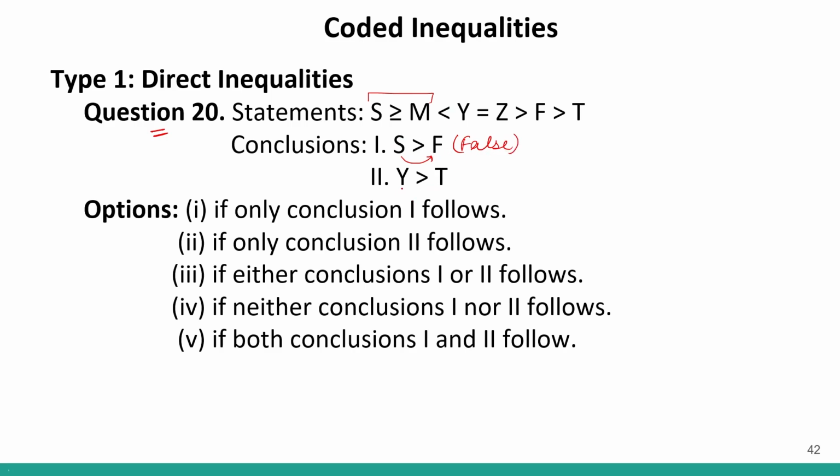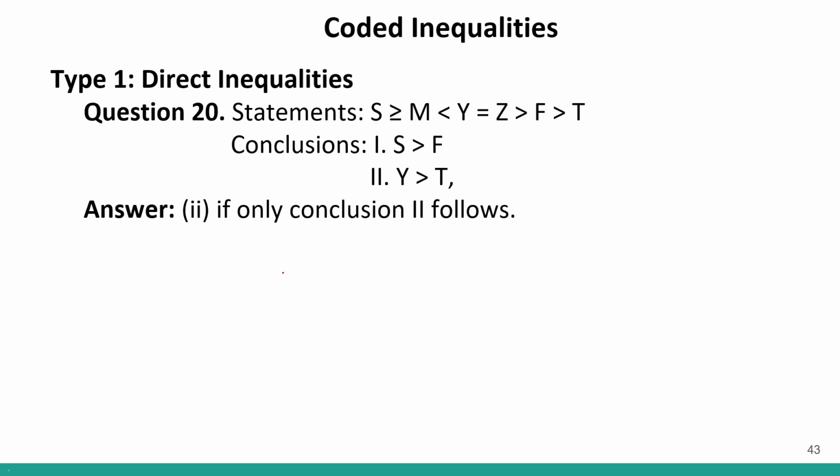Correct? Now Y is greater than T. So we have to move from Y to T. If I move from Y to T, this much information we can use. Based on this information, I can see that Y is definitely more than T. So this information will be true. So my answer will be that only conclusion 2 follows. That is option number 2. Option number 2 will be my answer. Clear?